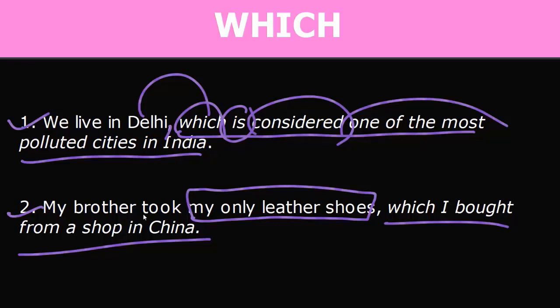All right. So my brother took my only leather shoes. It's referring to a thing. Delhi, it's referring to a thing, and it's giving non-essential information. In the first example, it's working as the subject, and in the second example, it's working as the object of the verb. I bought my only leather shoes. Shoes which, right? So it can function as both the subject of the relative clause and the object of the relative clause. All right.